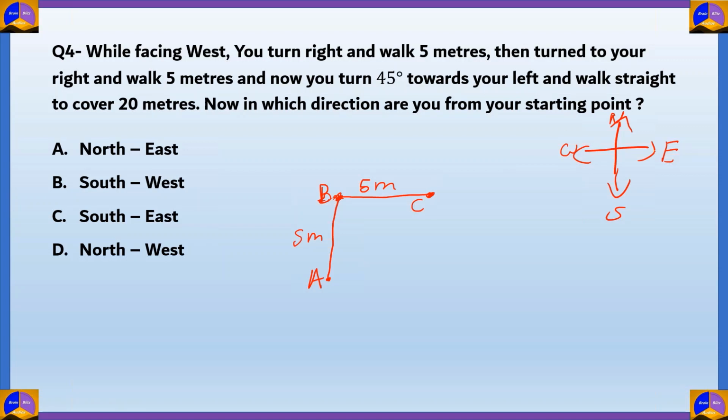Now 45 degrees means from one main direction to the nearest cardinal direction, or from one cardinal direction to the nearest main direction. So 45 degrees towards your left. Left in this case means anti-clockwise, which means in this direction. So when you're facing east, if you turn 45 degrees anti-clockwise, then you will be turning to northeast. Now northeast would be like this. Okay, and 20 meters.